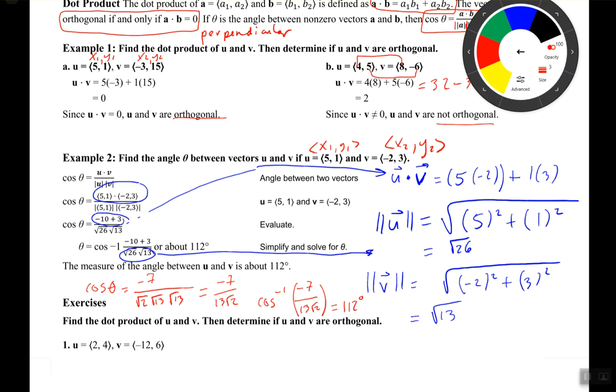So you did the -7 on top, right? Yeah, -7 divided by parentheses square root of 13 times square root of 2, right? Did you forget the parentheses? Wait, can I see your calculator? Hang on. Like so. Here, let me turn the light on. Like so.